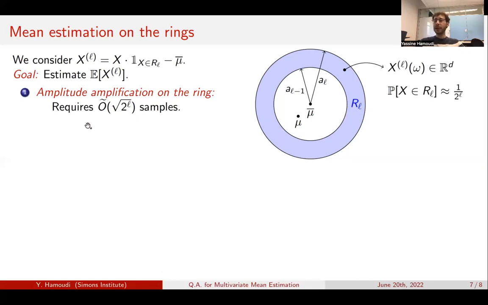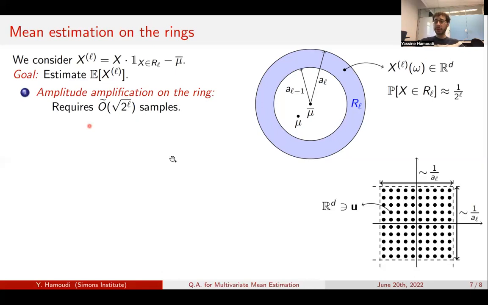Now, for the rest of the algorithm, we will need to introduce a grid of points defined in the following way. This grid is defined over a d-dimensional space. It is a hypercube in dimension d. And the points in this grid, denoted by u, are at a distance at most 1 over AL to the center, according to the L infinity distance.